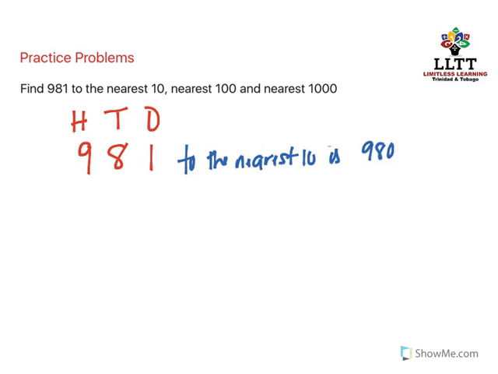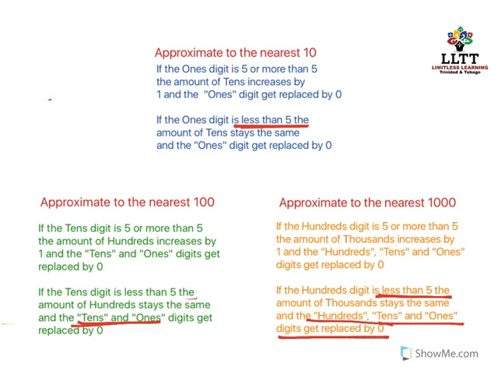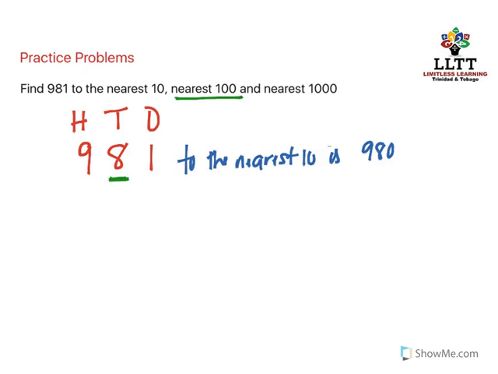Now we're going to look at 981 to the nearest 100. So nearest 100. Again, when we're looking at nearest 100, we look at our tens digit. Our tens digit in this case is 8. 8 is more than 5. So according to our rules, if we have a digit, which is 8, that is more than 5, we increase the amount of hundreds by 1, and then we replace with zeros.